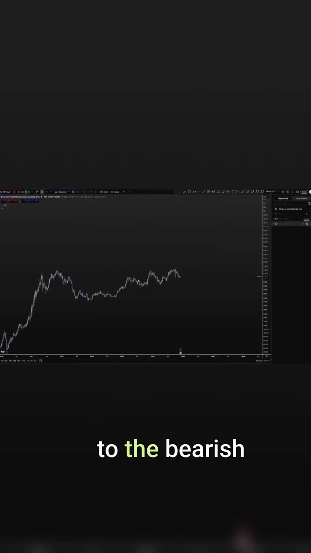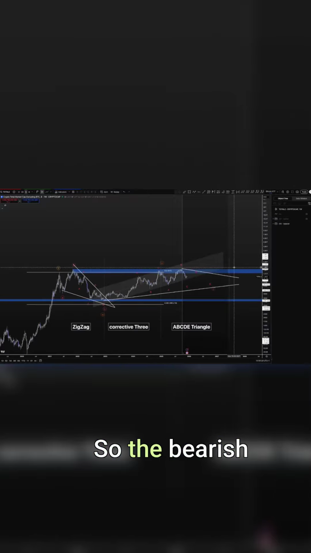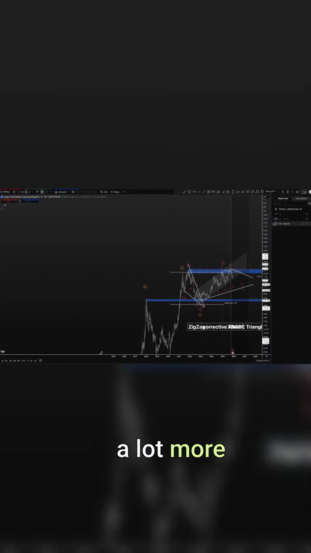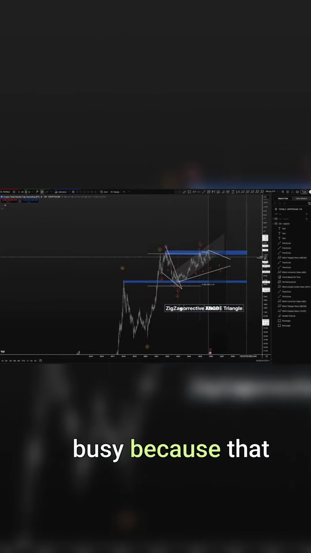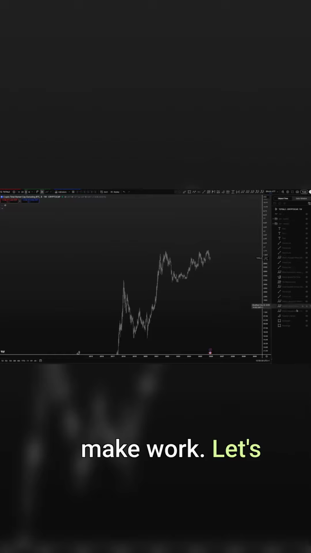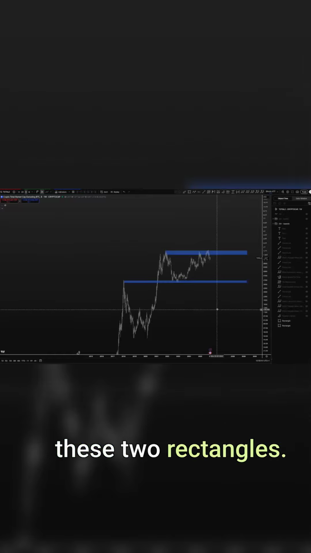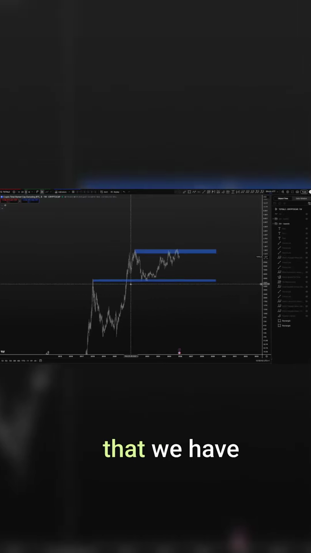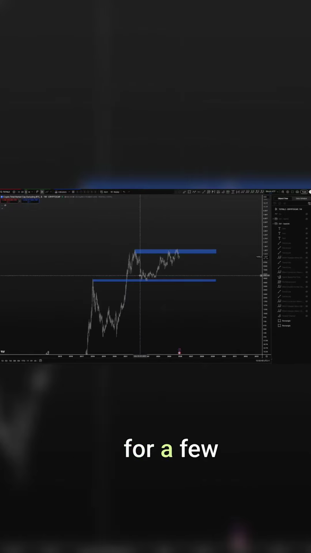Let's go over to the bearish Elliott wave count. So the bearish one is actually a lot more busy, because that is one that I can actually make work. Let's start off with these two rectangles. You can see that we have been range bound for a few years now, ever since the 2021 top.